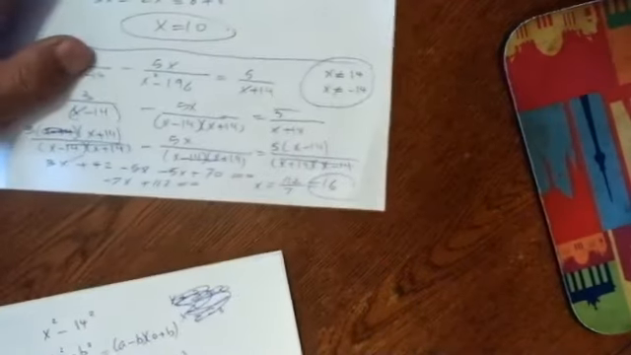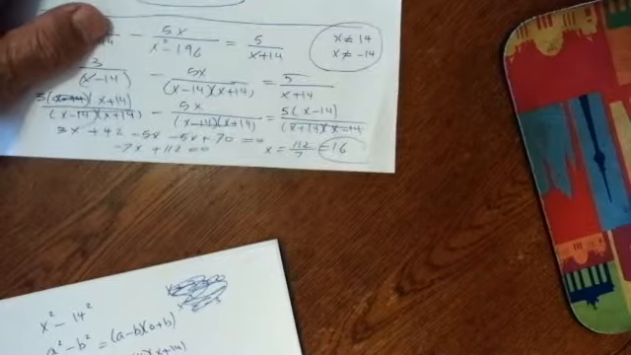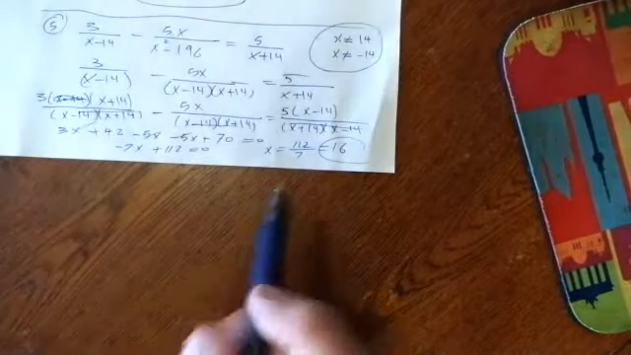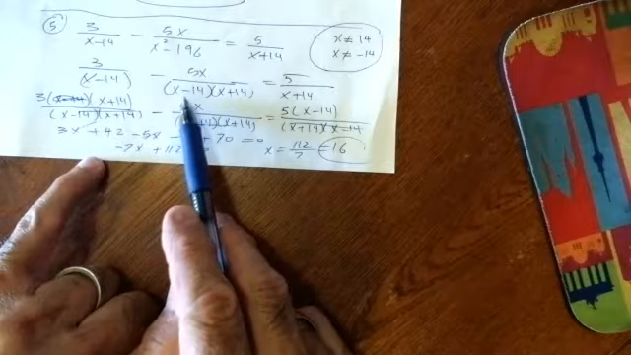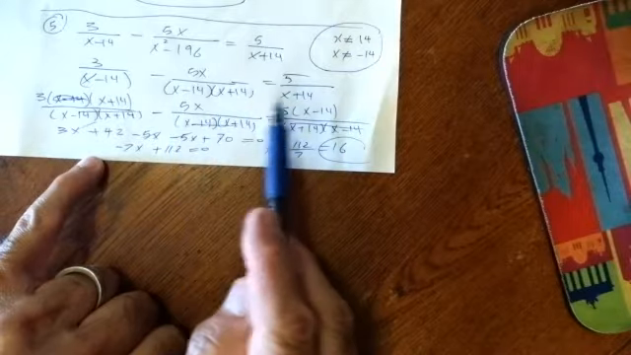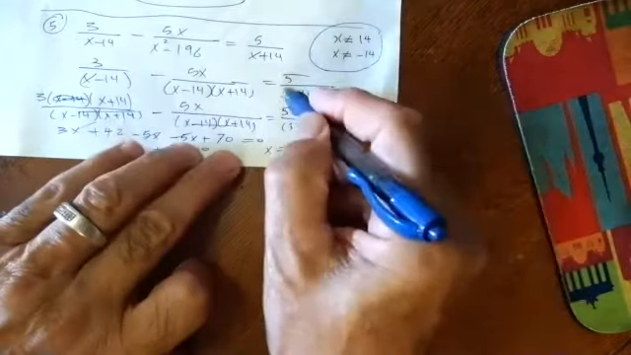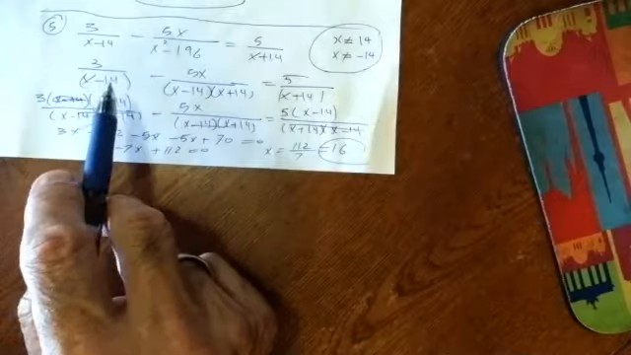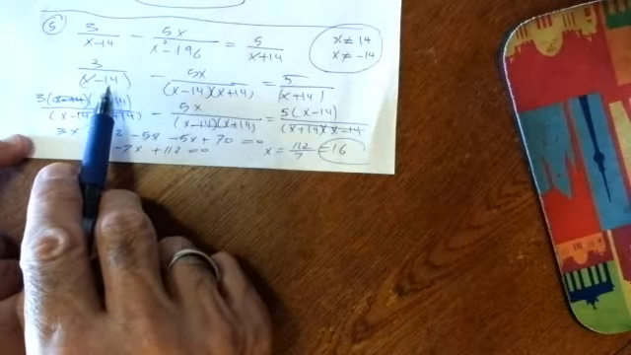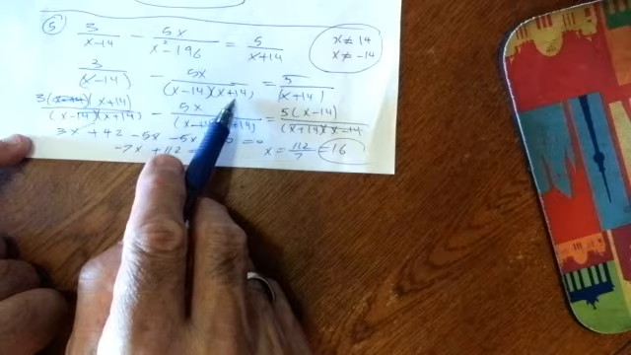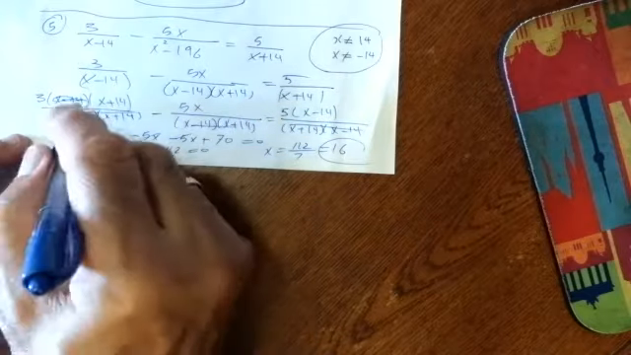And then see here, now you have x minus 14, x plus 14. Here you have just x plus 14 and x minus 14. To have the same denominator, the first fraction needs x plus 14. So you put x plus 14 here and x plus 14 there.